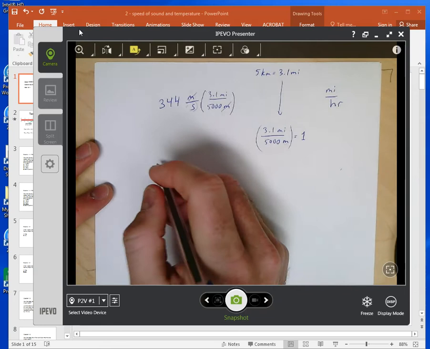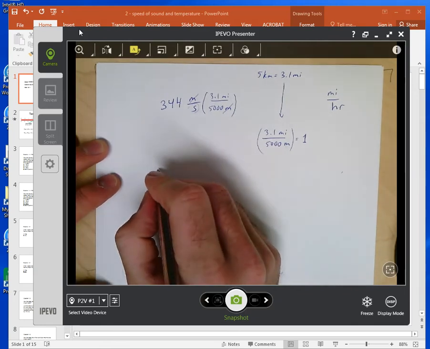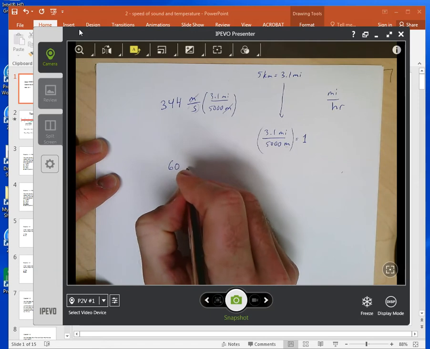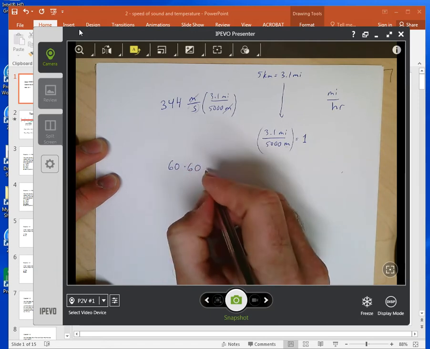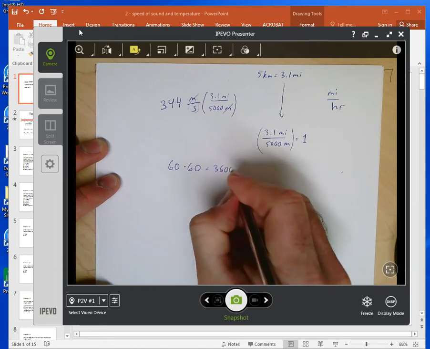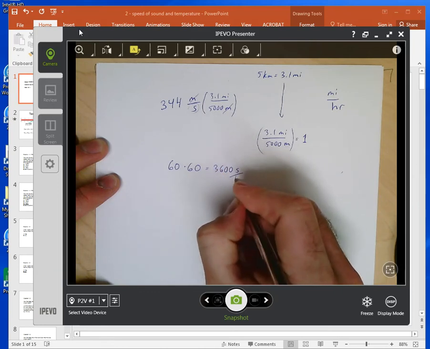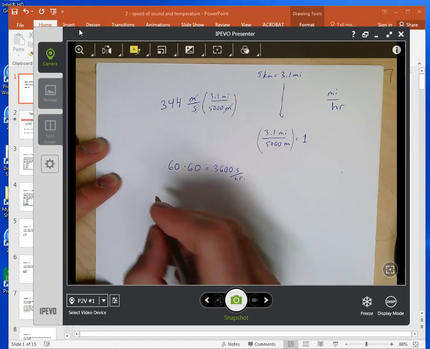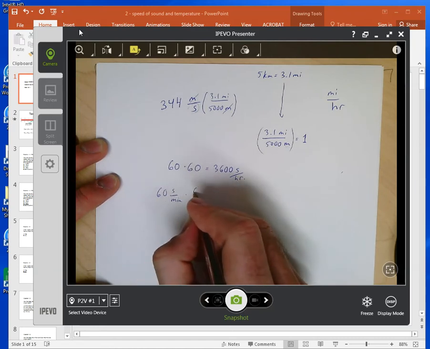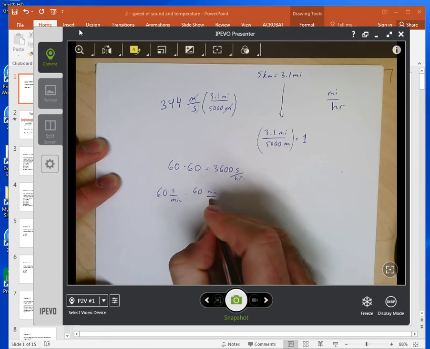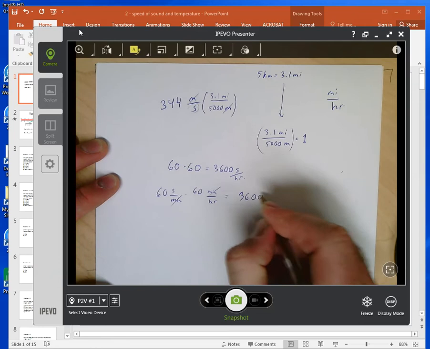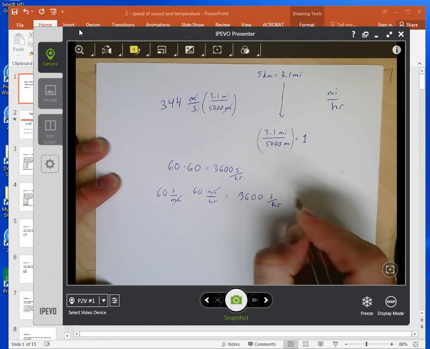Okay, we're back. So how did you calculate the number of seconds in an hour? You might have thought, well, I know that there's 60 seconds in a minute, and 60 minutes in an hour. So you can multiply 60 times 60 and you get 3,600 seconds in an hour. Done out in more detail, there's 60 seconds per minute, and 60 minutes in an hour, and the minutes cancel out, and I'm left with 3,600 seconds in 1 hour.